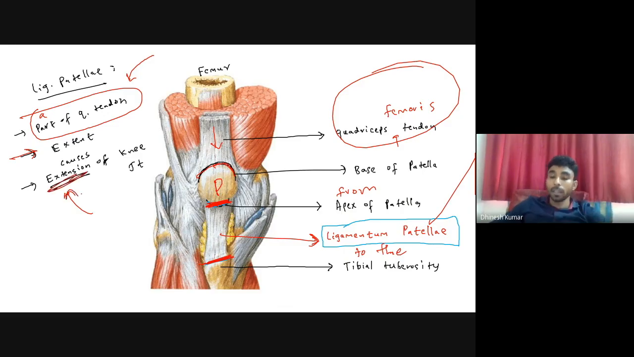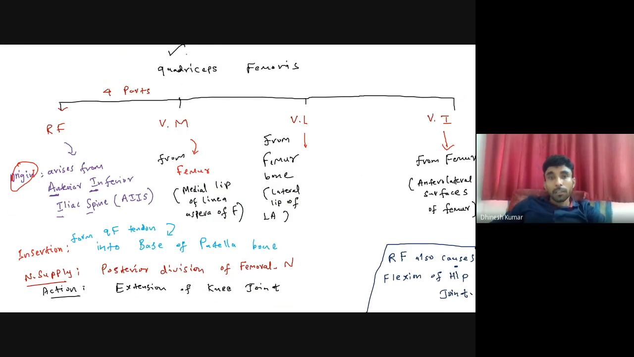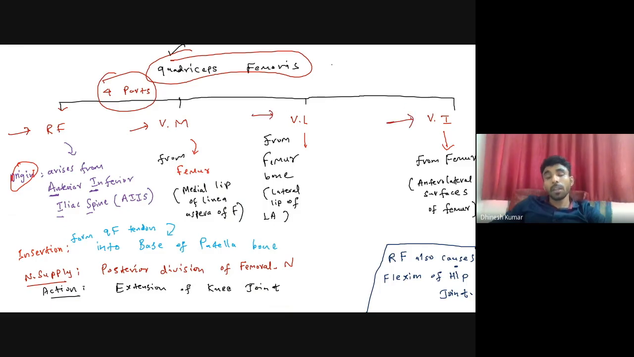Now, take care of this quadriceps femoris. The four parts or components of quadriceps femoris are rectus femoris and three vastus muscles: vastus medialis, lateralis, and intermedius. This may be a short note, so that's why I have taken it here. Please go through the origin, insertion, nerve supply, and action of the four parts of the quadriceps femoris muscle.